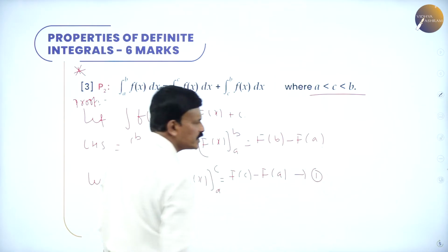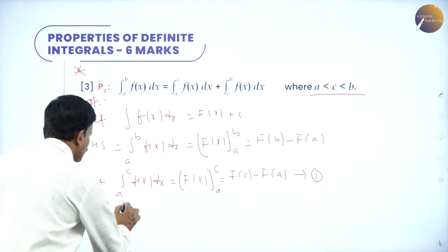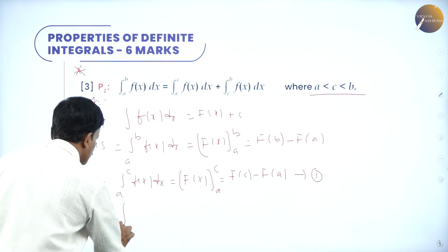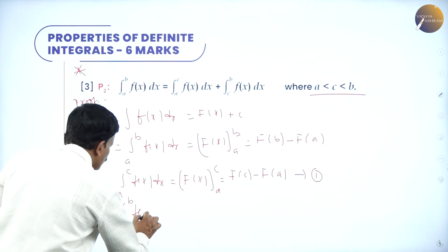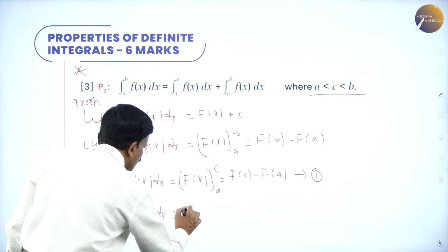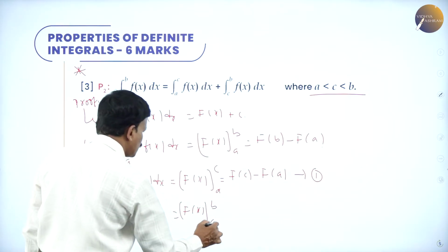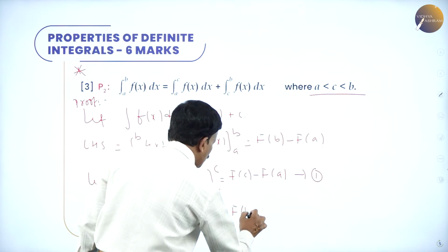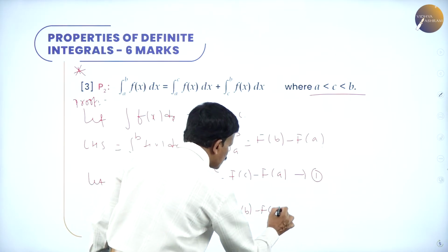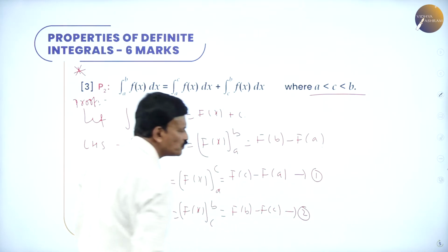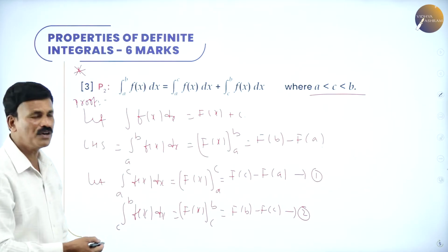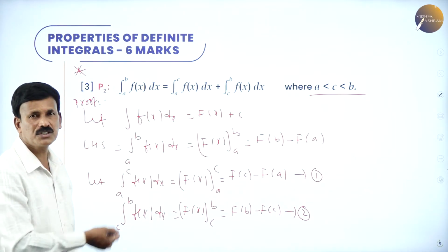Let us represent this as equation number 1. Now, similarly, take this integral c to b f of x dx, which can be written as capital F of x between limits c to b. Apply the limits. This is capital F of b minus F of c. This is equation number 2. Now, adding 1 and 2, what will you get? You will get the answer.